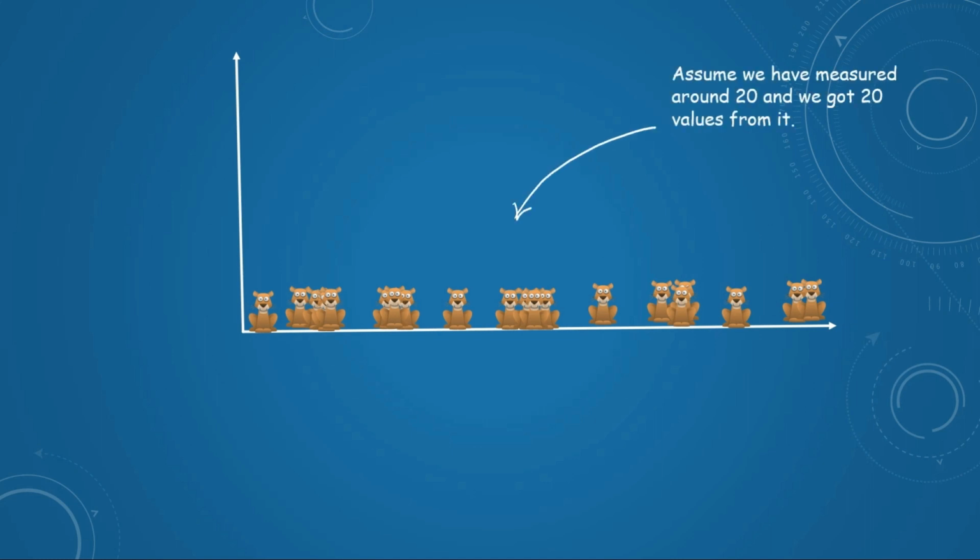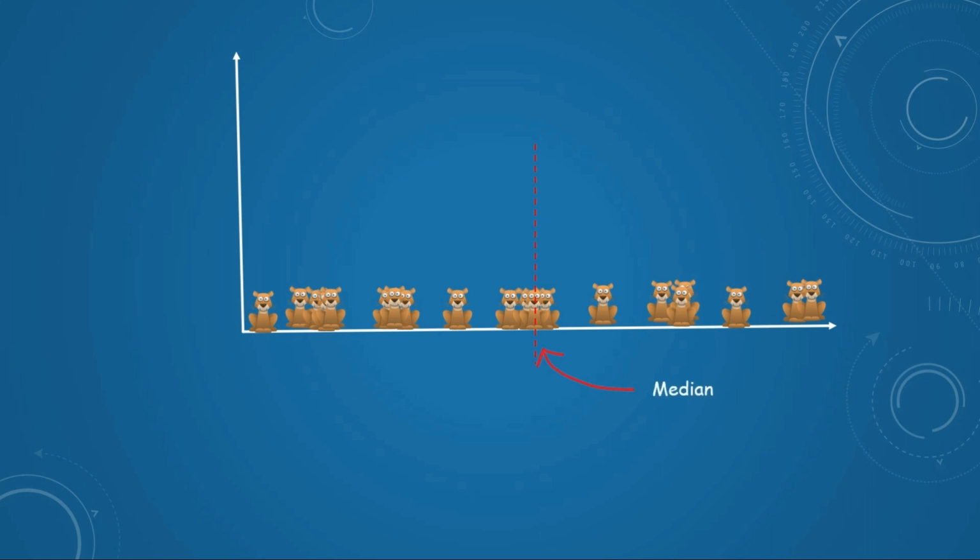Assume we have taken around 20 data points and we got 20 values from it. If we measure the median value of it, we're pretty sure that we get the median value over here. And this median value tells us that 50% of the values have higher weights and 50% of the points got lower weights. That means below the median, we got 50% of data.